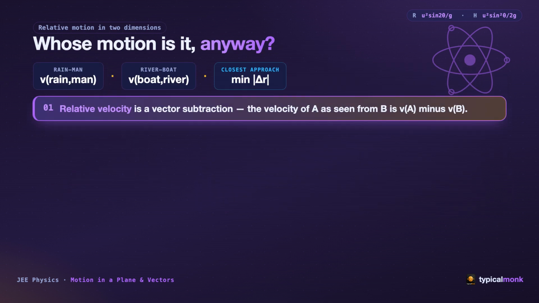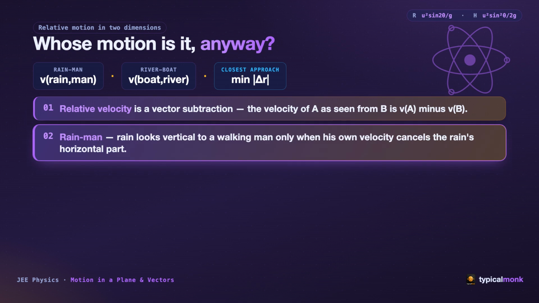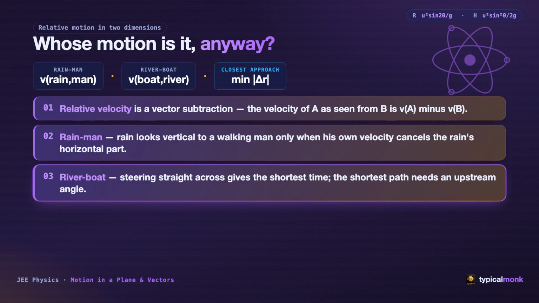Now a question that trips up half the class. Whose motion are we even describing? Relative velocity is simply a subtraction of vectors. The velocity of one object as seen from another is the first velocity minus the second. In the rainman problem, rain looks like it is falling straight down to a walking man only when his own velocity exactly cancels the horizontal part of the rain's velocity. In the riverboat problem, steering the boat straight across gives the shortest time but not the shortest path. The shortest path needs the boat angled upstream.